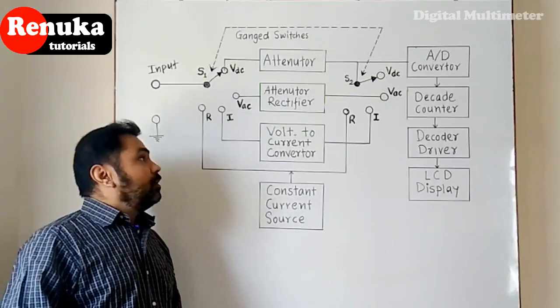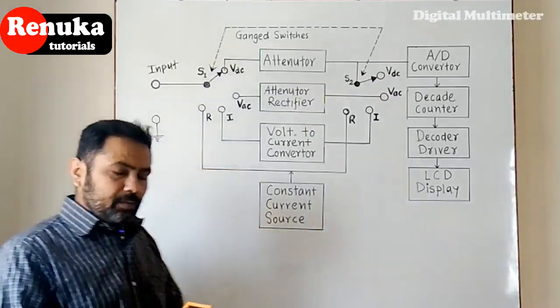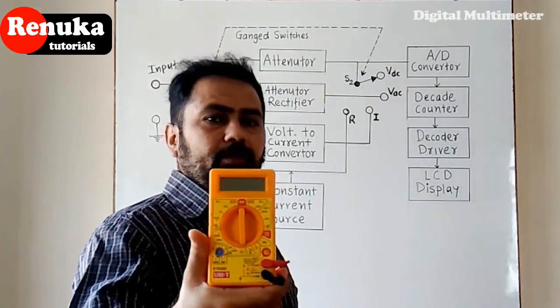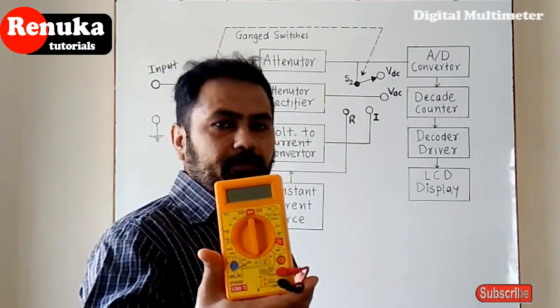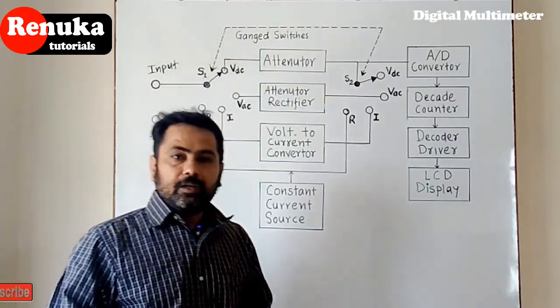Hello friends, today we will discuss the digital multimeter. This type of digital multimeter you might have used in the laboratory for measurement of current, voltage and resistance.